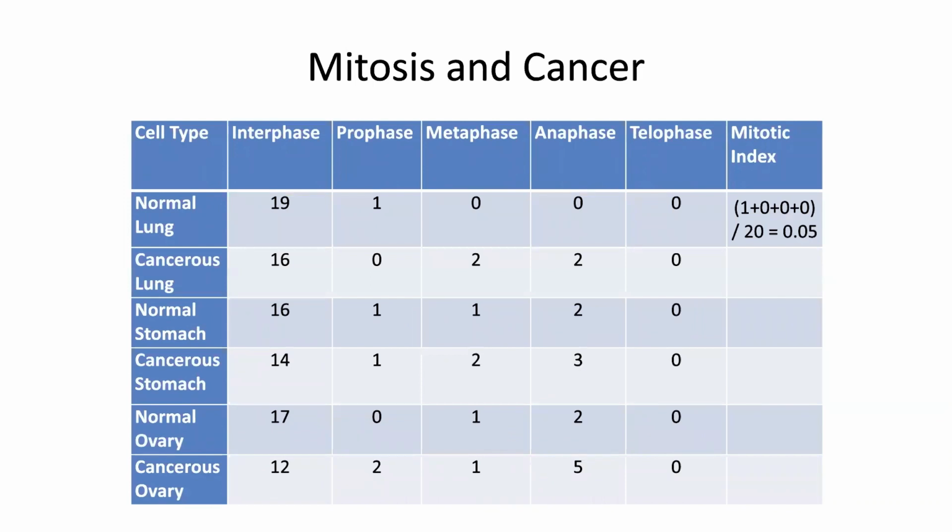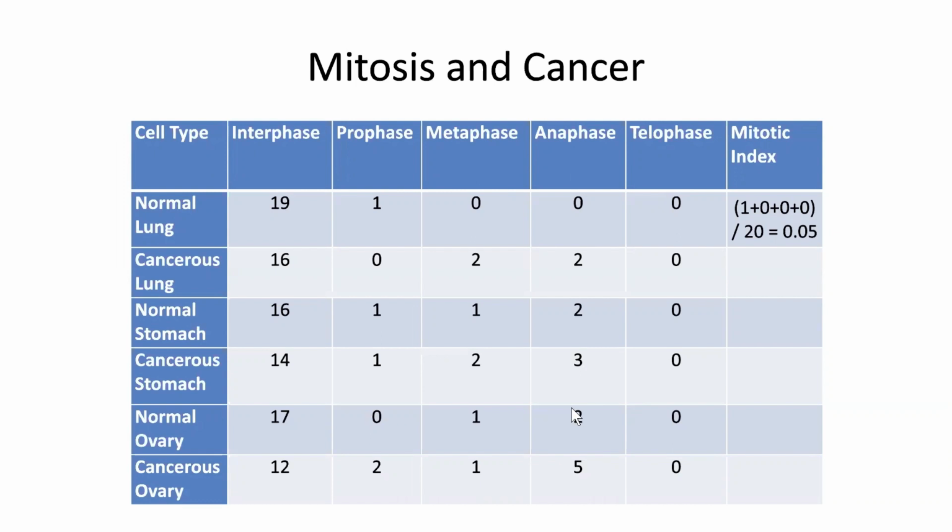Let's talk about when we actually use this in biology. One of the examples of when we use it is trying to understand cancer cells. Cancer is uncontrolled mitosis. So if we can understand what happens in mitosis, we can understand cancer better.